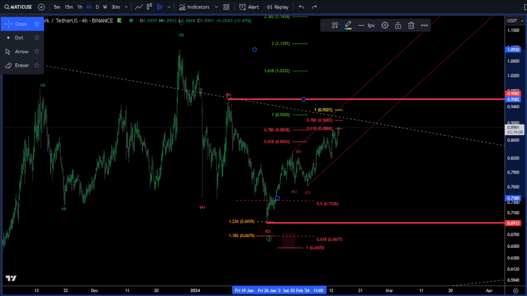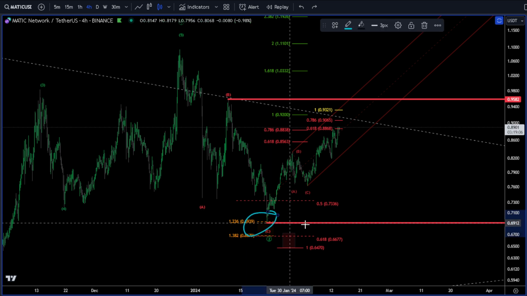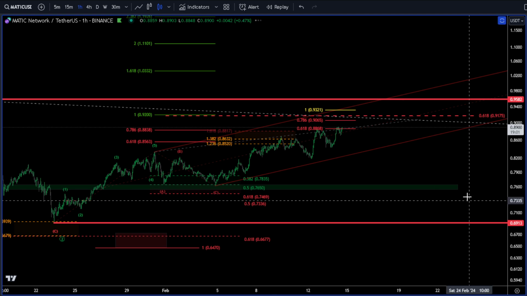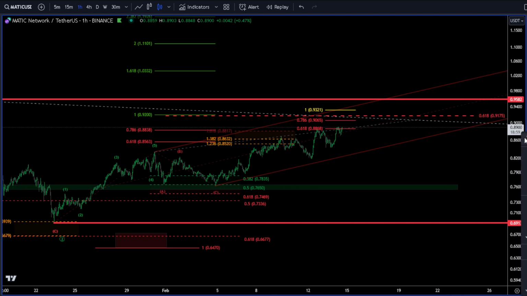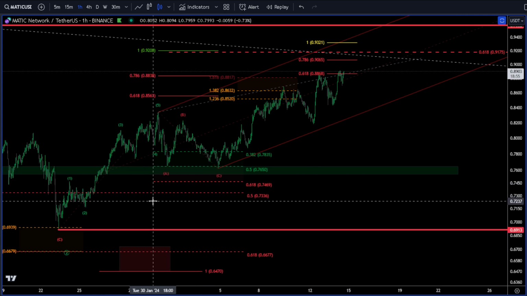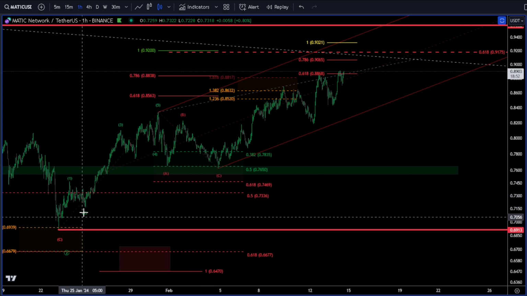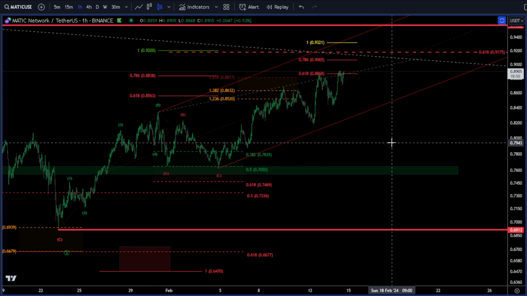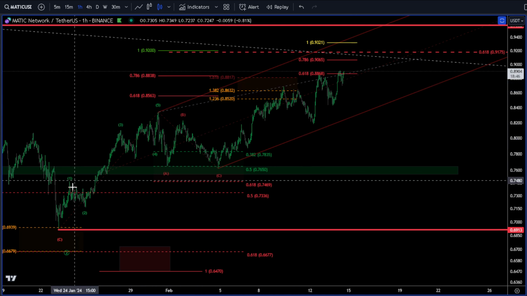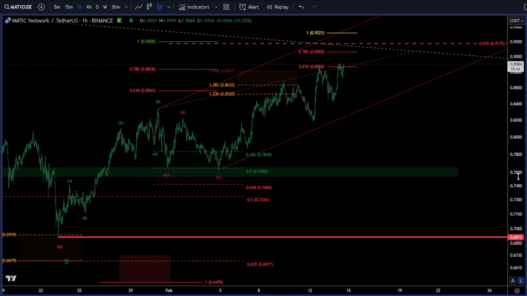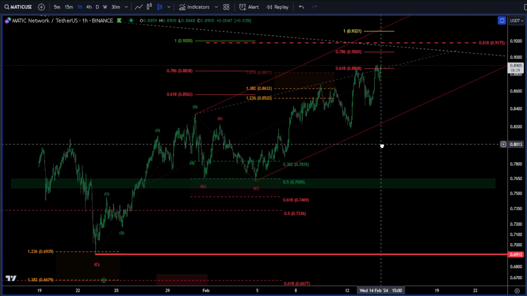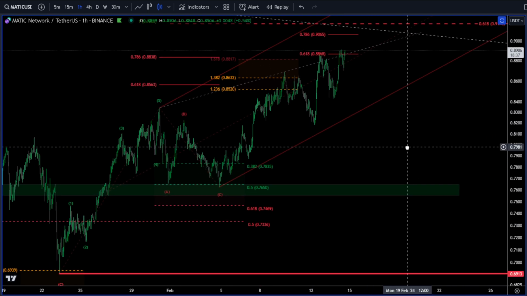Now, if the bottom is in, which is my primary, there's a couple different options, and I'll show you that down on the hourly. It's kind of a tough count because there's too many options available. But what's nice is if you've been in this trade like I have, we are moving in the right direction, which is to the upside. The question is, what is this wave currently making? And it will clear itself up eventually.